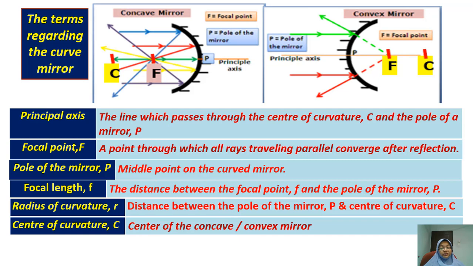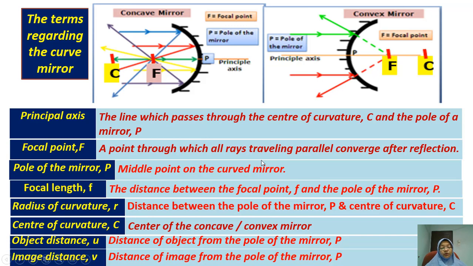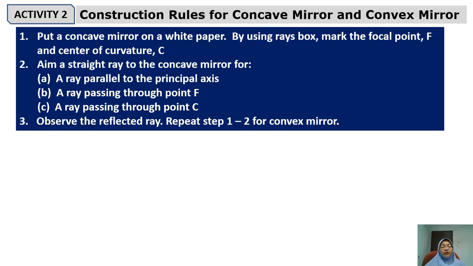Center of curvature means the center of the concave or convex mirror here, and the distance is equivalent to 2F. So here to here is F, another one here to here is F, so you have 2F. Okay, and object distance is the distance of the object from the pole of the mirror. So this is the object, so the distance from the object to the pole of the mirror. Image distance is the distance of the image from the pole of the mirror.